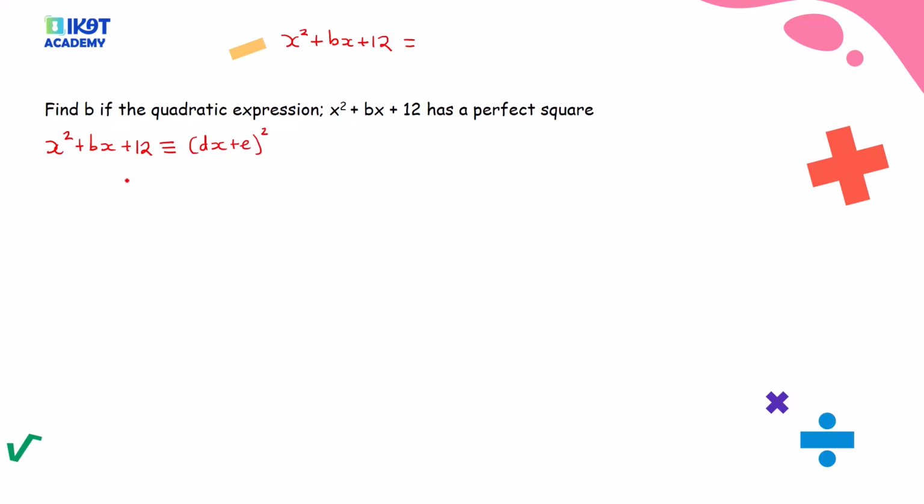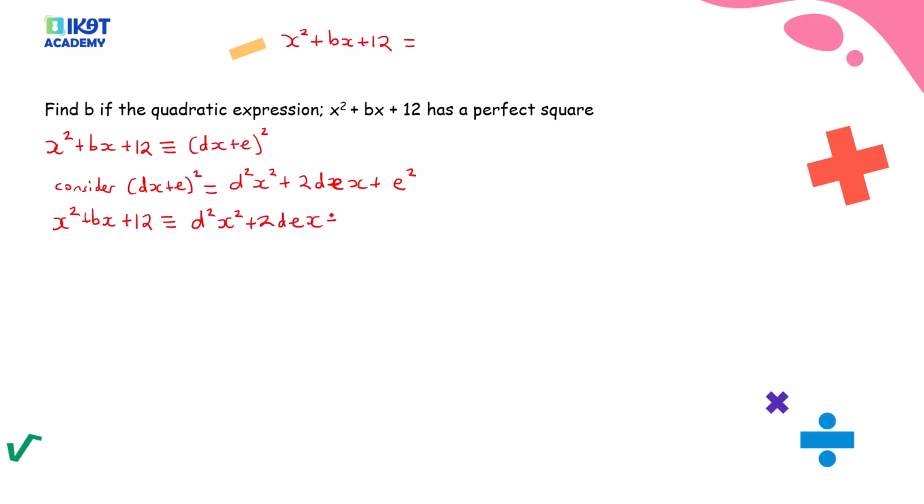dx plus e squared. So now you can say consider dx plus e such that you expand it separately. From our expansion, you can try to expand this on your own. You'll get d squared x squared plus 2dex plus e squared. So this is what we have. Meaning x squared plus bx plus 12 is equivalent to d squared x squared plus 2dex plus e squared.